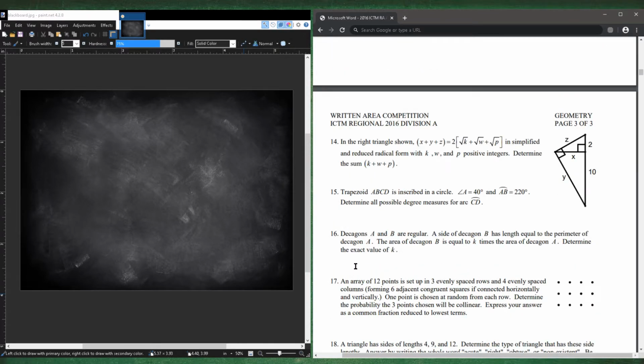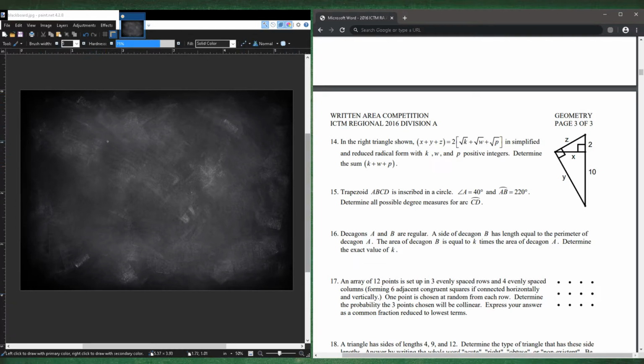Okay, 14. In the right triangle shown below, x plus y plus z is equal to 2 times, in parentheses, square root k plus square root w plus square root p in simplified and reduced radical form, with k, w, p positive integers. Determine the sum of k plus w plus p.